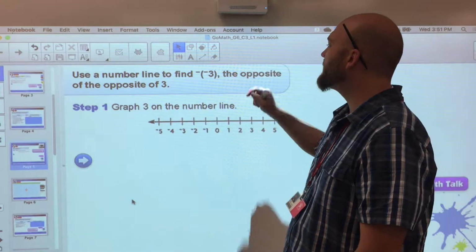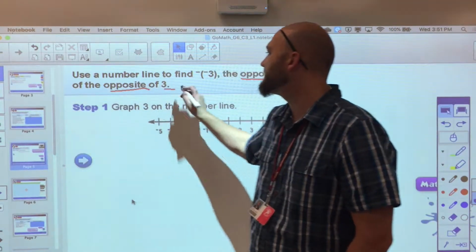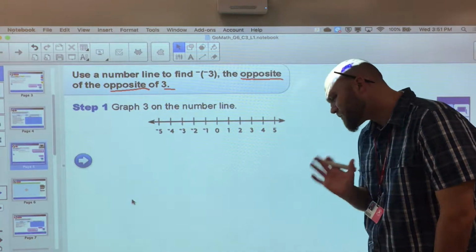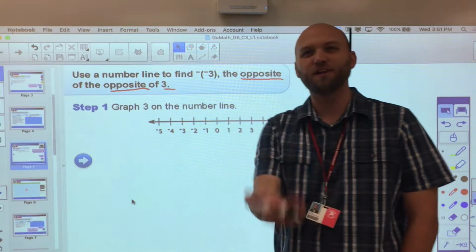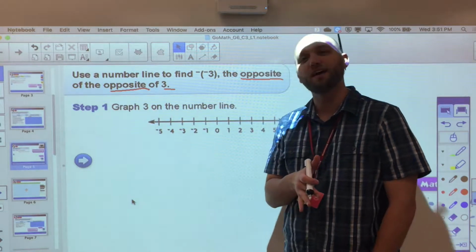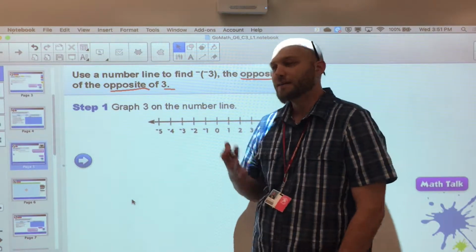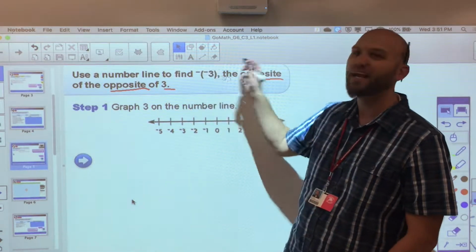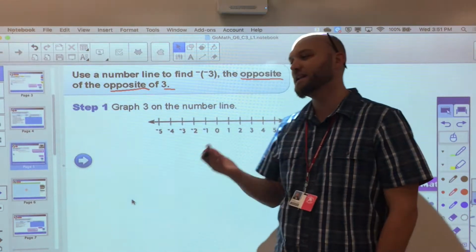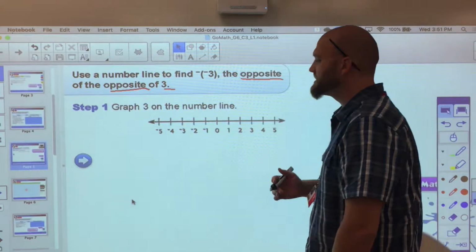But if I graph 3 on the number line, we're looking for the opposite of 3. Rarely is this actually going to be a piece that you're going to use in your everyday life when people come up and go, well, I'm going to need the opposite of $10. No, it's more along the lines of when you start seeing things like a negative integer, or a negative variable as we move forward into math. That's where this is going to come up.